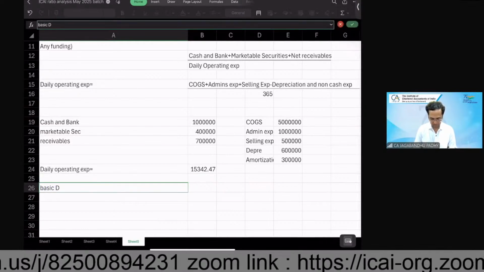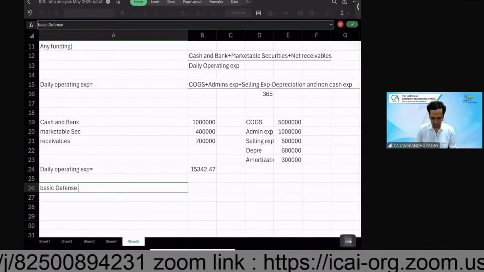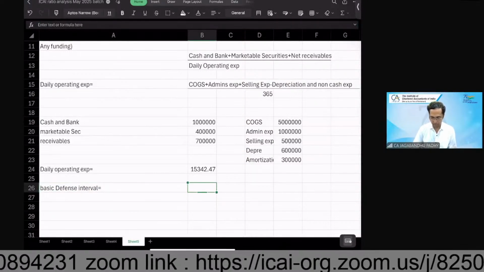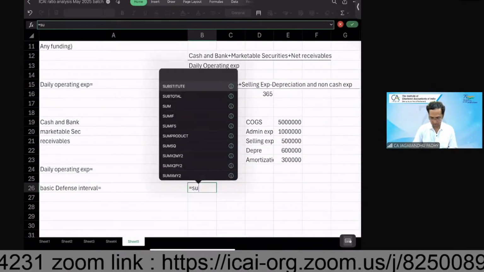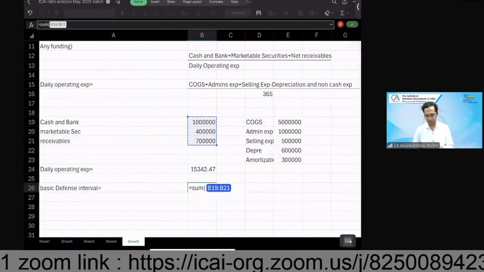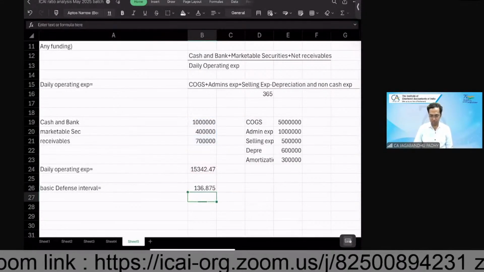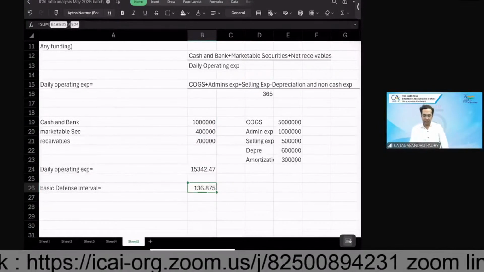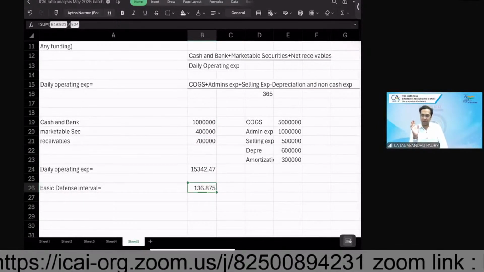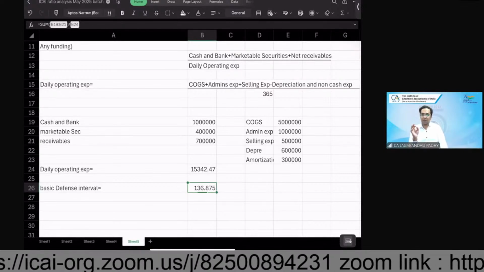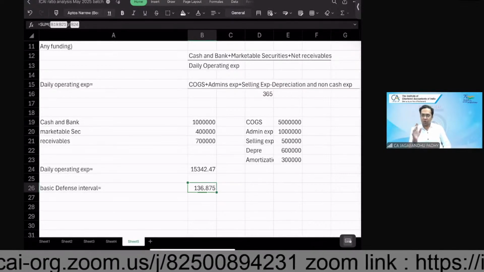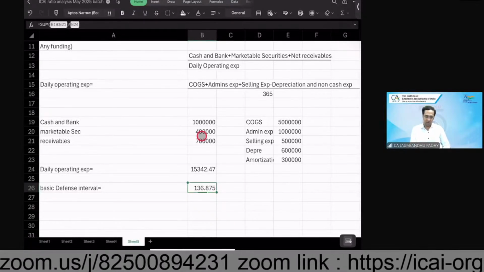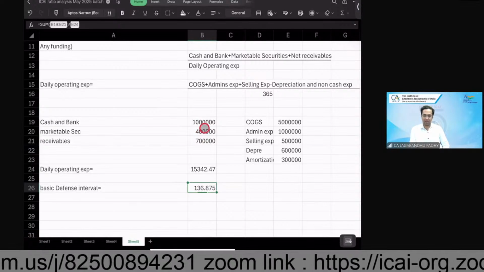So what will be basic defense interval? Basic defense interval will be the total of all of them, right? Sum of all these quick assets divided by this number. So 136.87. For 136.87 days, we can continue our operating expenses without need for any further funding. We don't need to borrow, we don't need to take any funding, because we will be able to manage our business for 136 days with the available cash balance.